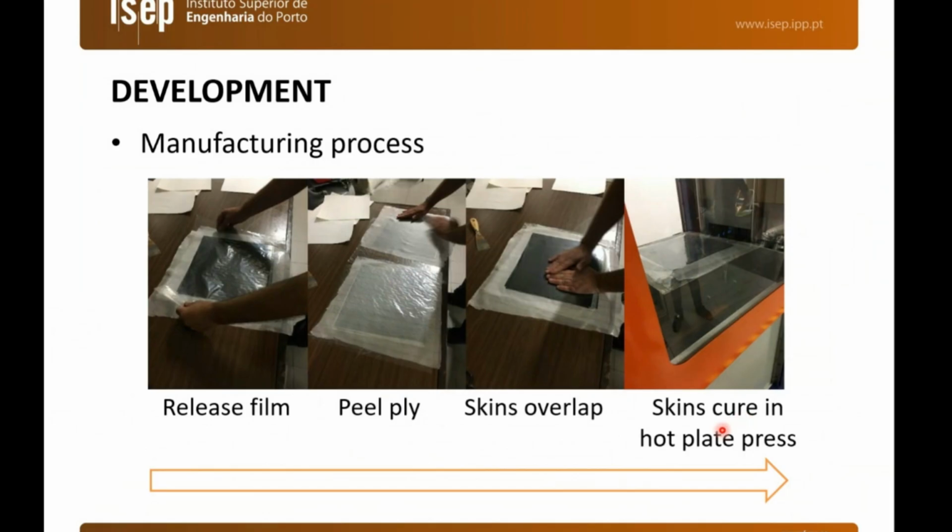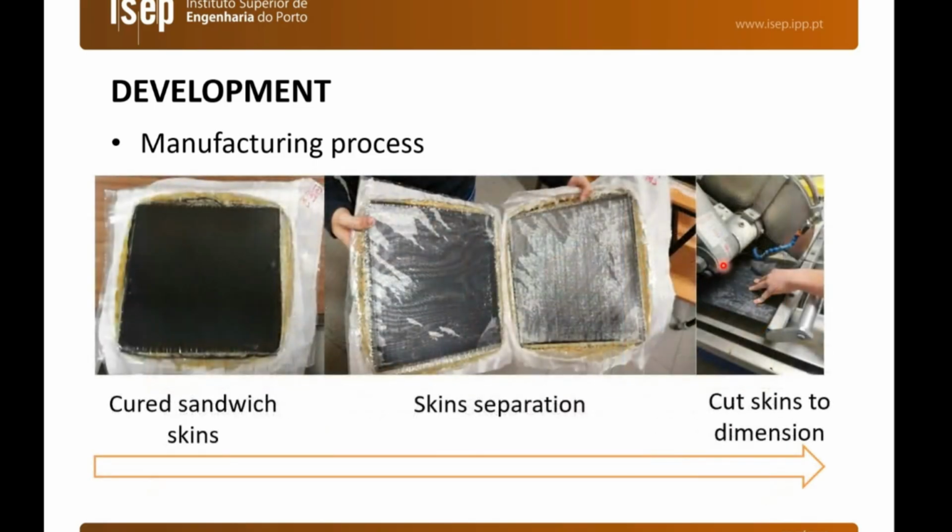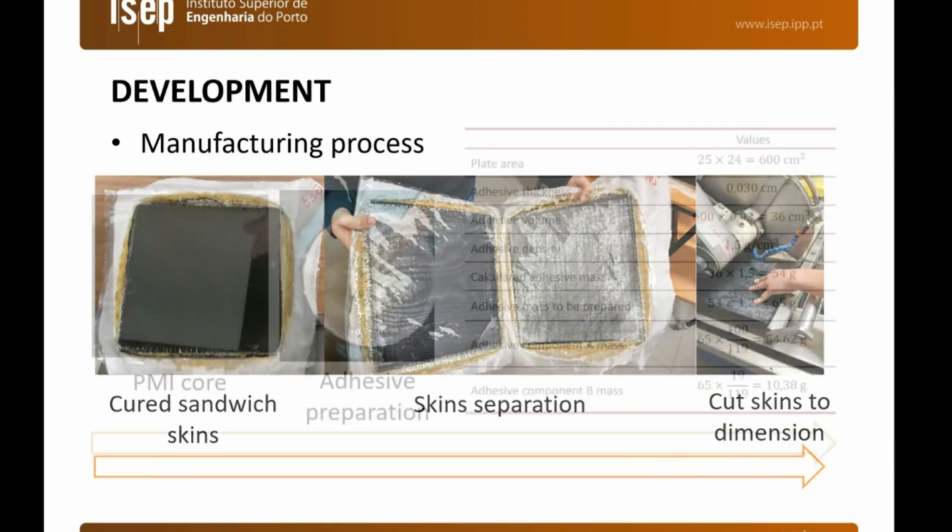With ply film, because the fabrication process will be in a hot plate press, application of a peel ply, overlap of skins, because we are going to fabricate two skins at a time so we need to overlap them and create the respective barriers, and the curing of the skins in the hot plate press. After having the skins, we separate the two skins. We cut them to the dimensions, which is roughly 300 by 300 millimeters.